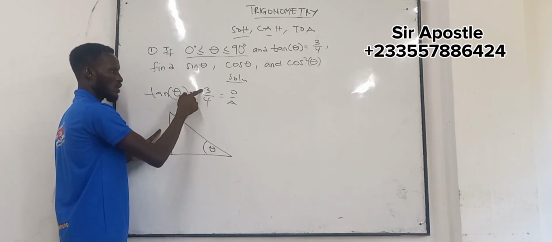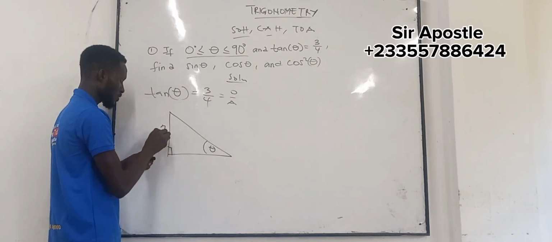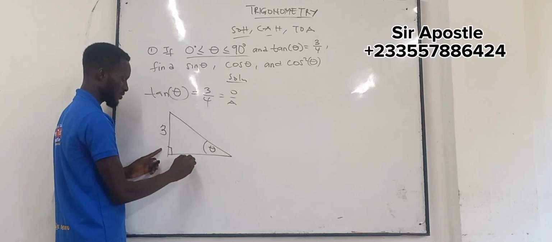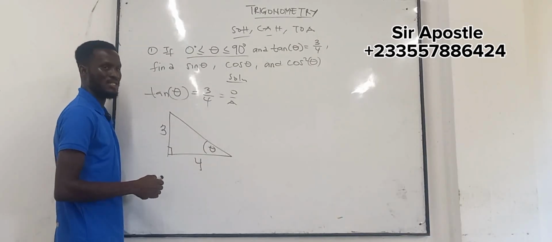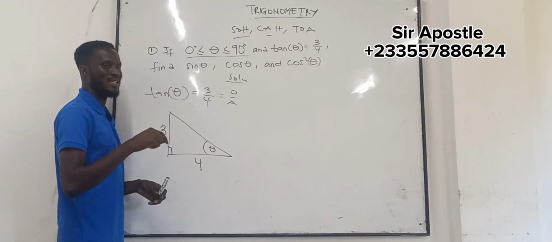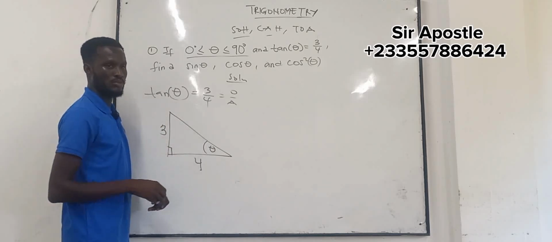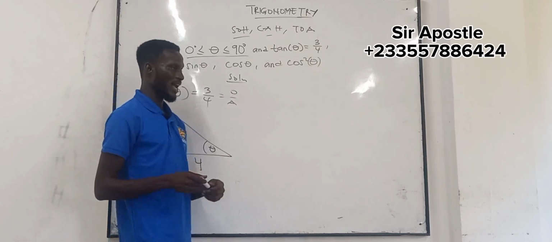Now, considering this one, the opposite is this side, and it is 3. So this side is 3. And then the adjacent will be down here. This adjacent is 4. So here is 4. It means that it left one side that we are supposed to solve. And what is that side? The side is the hypotenuse. We have to solve for the hypotenuse.